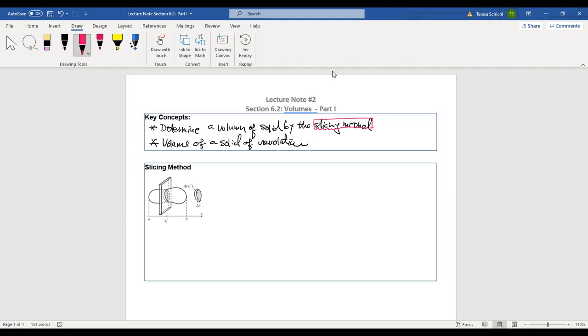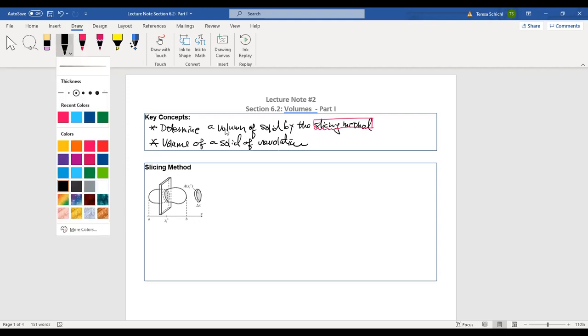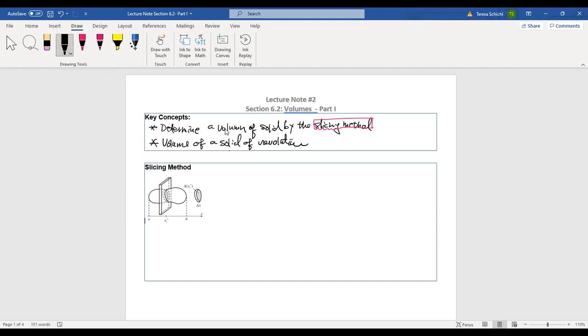For part number 1, in this video, we're going to talk about how to use the slicing method. So let's take a look at what the slicing method is. I put pictures here. For example, this is the solid. It doesn't look like a solid, but I think you can see it. I want to find the volume of this solid.